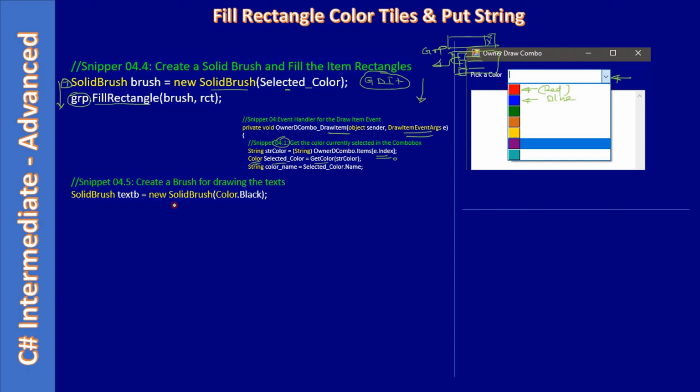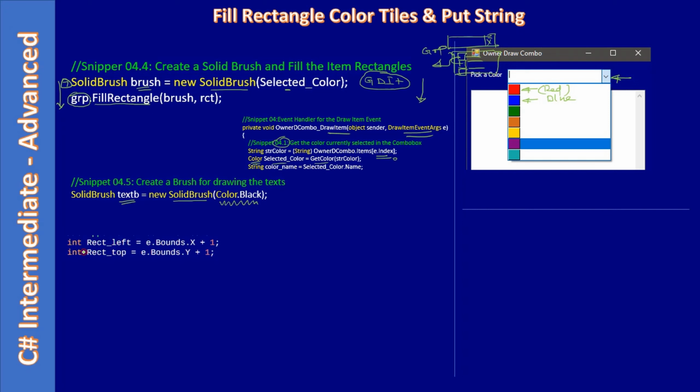Next, here we are creating a solid brush, and this time we are making use of a fixed brush. So we call this brush a text brush. Previously we created a brush just to perform the tile filling. Now we created a solid brush with a fixed color, black color. Why? Because we want to draw these strings.